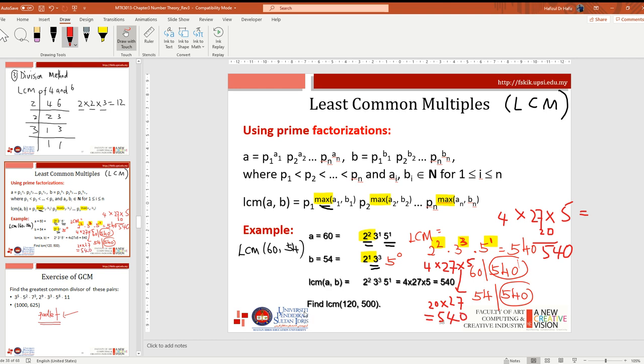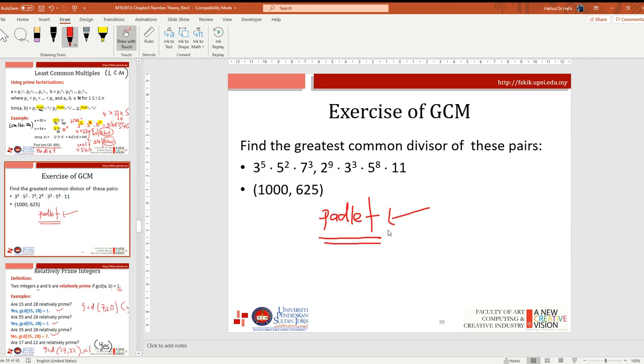Okay, and then find the LCM for 120 and 500. You go by the Padlet. Okay, same goes here. Find the greatest common divisor for these pairs.